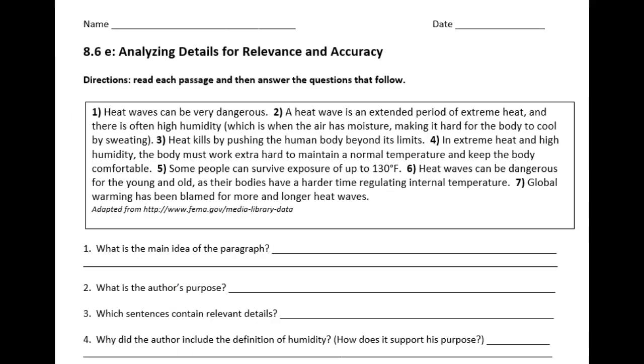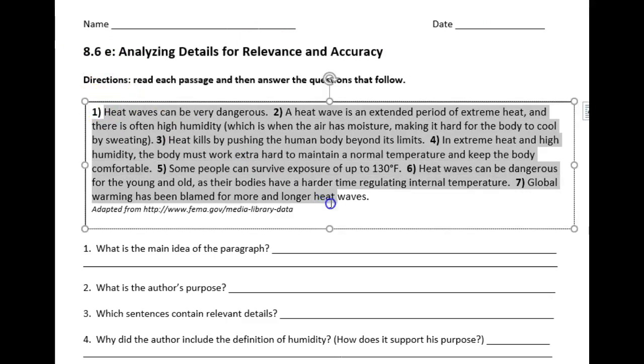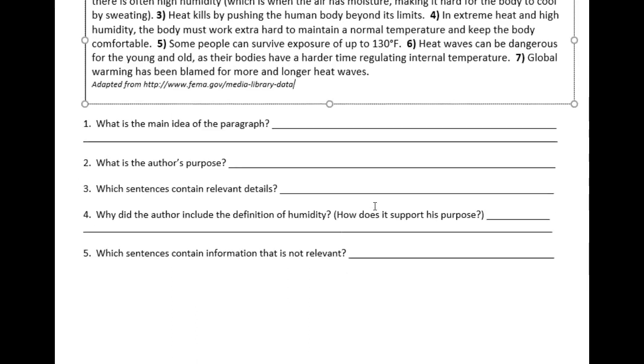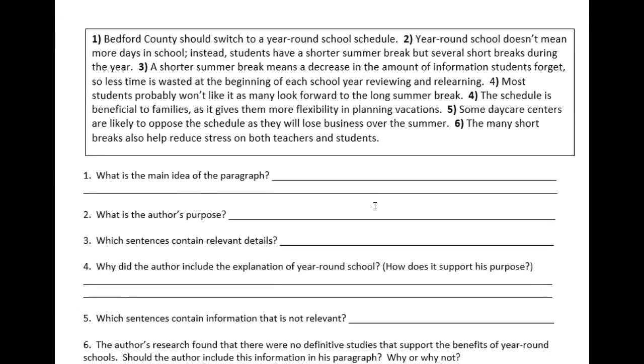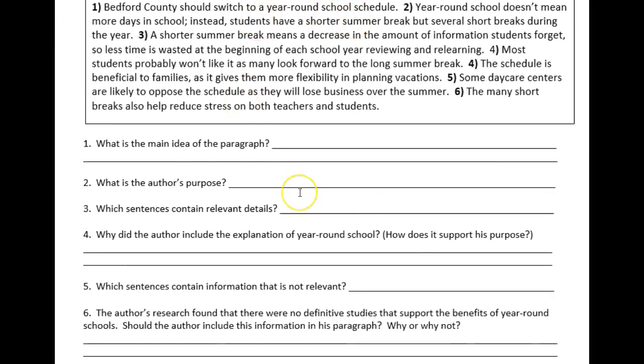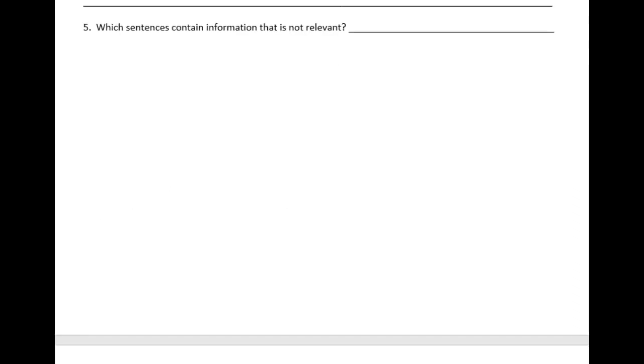Okay, so once you have shown your teacher your notes and the little practice that we just did together, you're going to pick up this paper that says 8.6e, Analyzing Details, Relevance, Accuracy, and it's all about heat waves. The whole paragraph's about heat waves. And you're going to do the exact same thing we just did, showing you understand how to analyze it. There's also another one that says Bedford County should switch to a year-round school. So you're going to analyze 2 passages by yourself. Ask for help if you get stuck. Use your notes. Use the practice we just did. Look carefully at every detail. And when you're done, bring it to me.